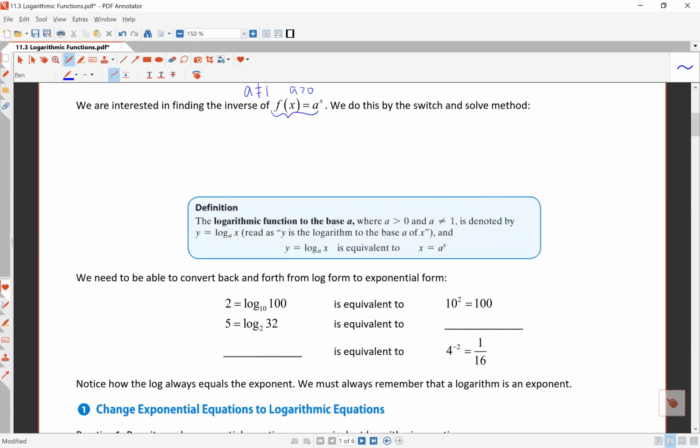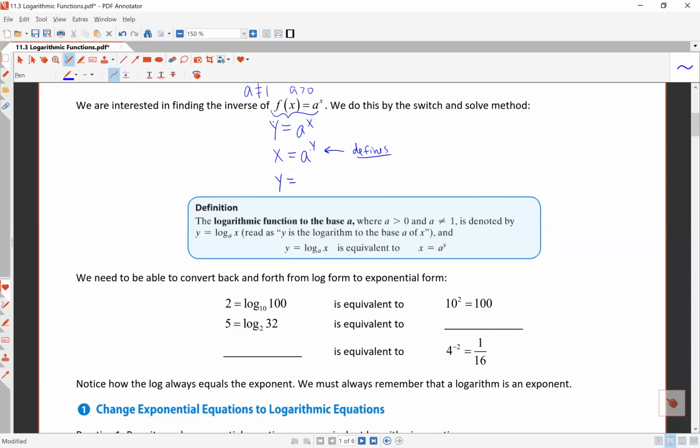We want to find the inverse of an exponential function, just like we have always known that the inverse of addition is subtraction, the inverse of multiplication is division, the inverse of squaring is square rooting. We need to be able to invert the exponentials. We do this by the switch and solve. Remember, we start off by putting the y back into the problem. We form the inverse by swapping the variables. Now this equation defines for us our inverse problem. However, we need to be able to solve for y to say what the inverse function is.